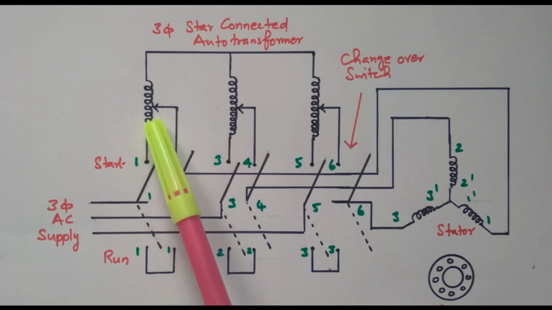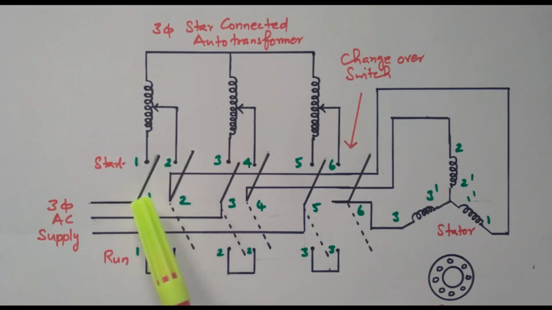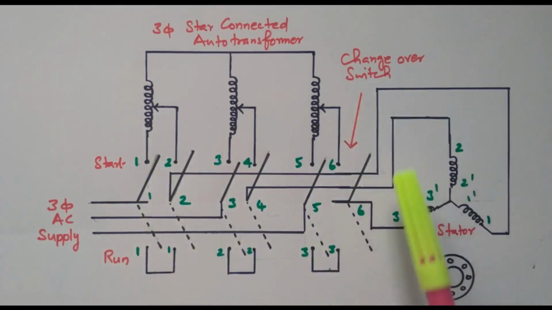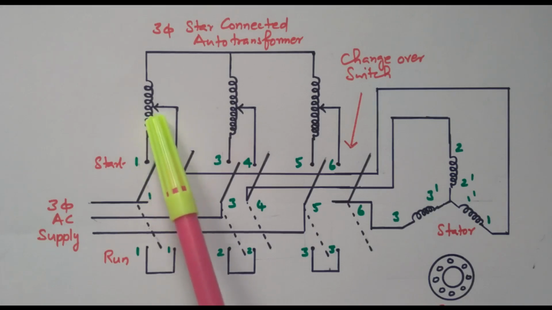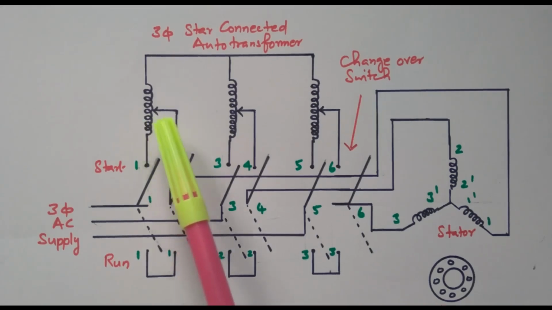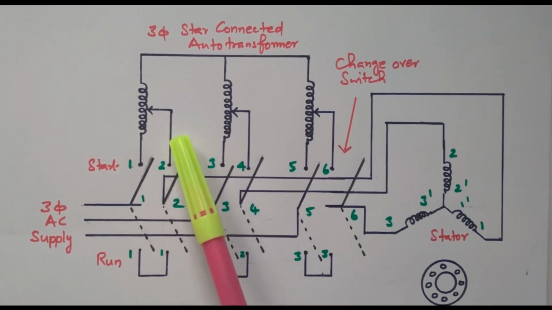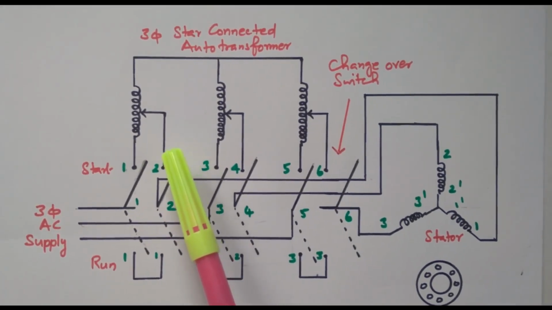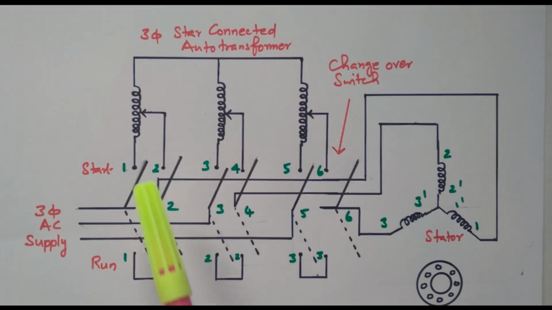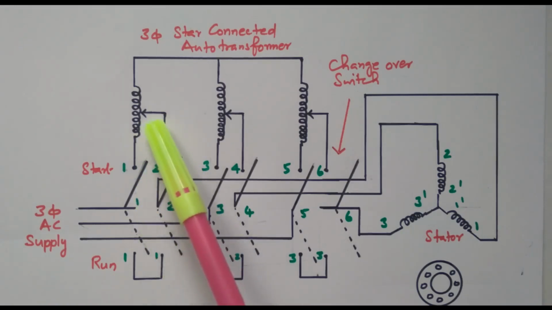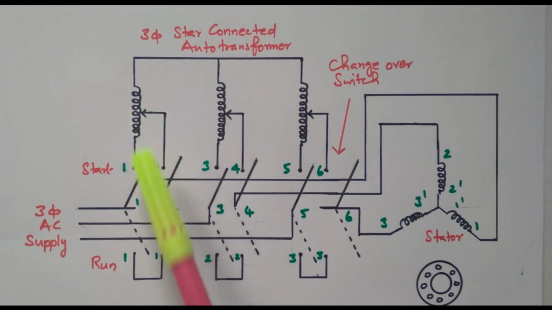Initially only less voltage is applied to the three-phase induction motor using the auto transformer. So only the reduced voltage will be applied to the stator. See the position here, only the least amount of voltage will be applied to the stator. After some time, when the speed of the induction motor gradually increases, the voltage is gradually increased by using the auto transformer.